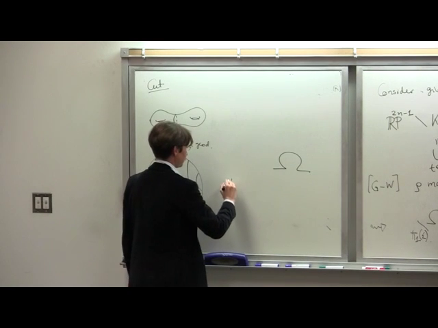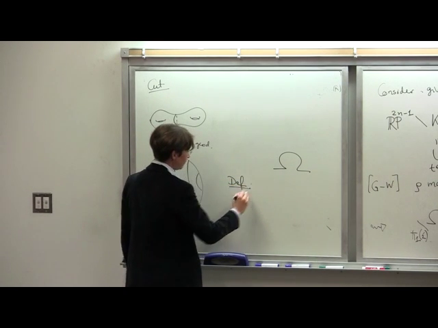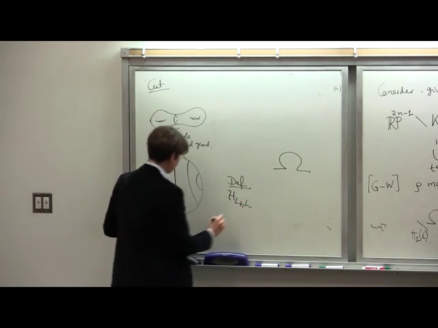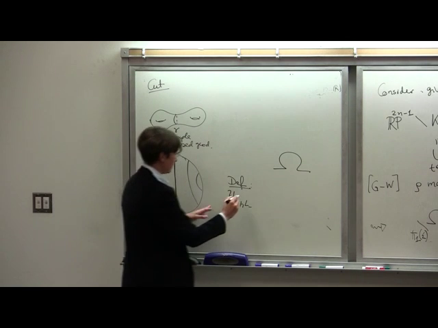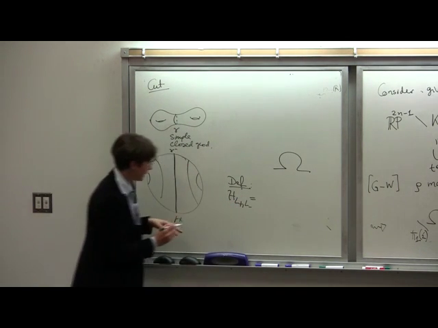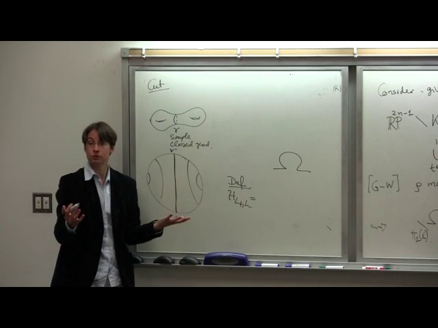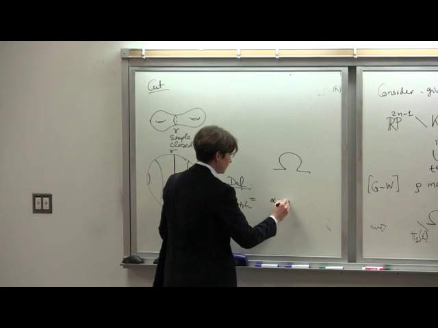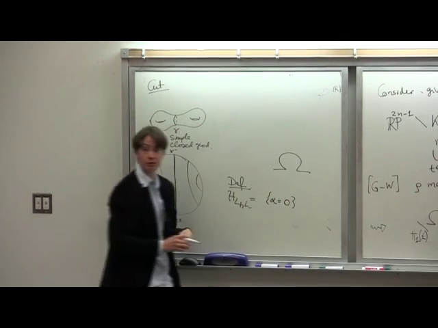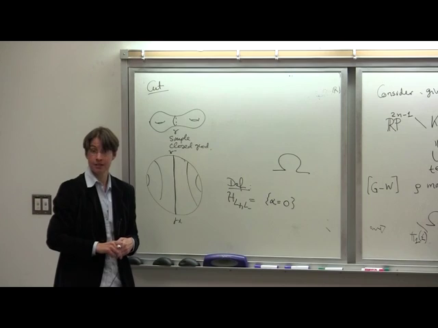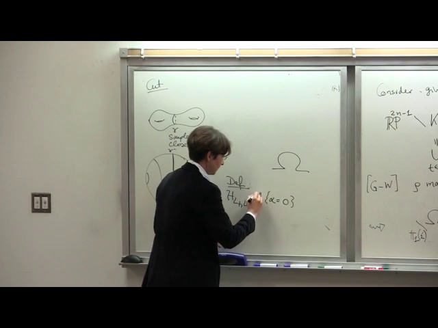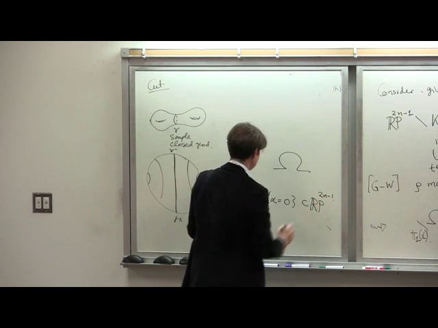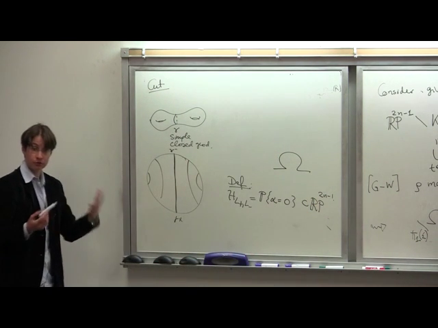Let's define it. If I have two Lagrangians L plus and L minus, for example the images of the fixed points, I explained to you that we can construct this quadratic form. What we do is take the set where the quadratic form is 0, and then projectivize it so that it lies in RP^(2n-1). So this gives us a hypersurface.